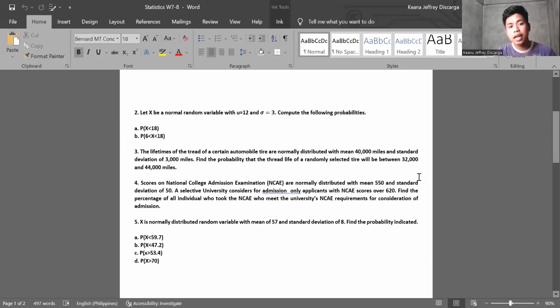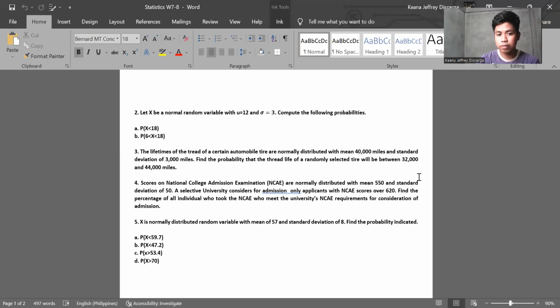So, number 3, the lifetime of the tread of a certain automobile tire are normally distributed with mean 40,000 miles and standard deviation na 3,000 miles. Find the probability that the tread life of a randomly selected tire will be between 32,000 and 44,000. Okay, let's try to solve this problem.